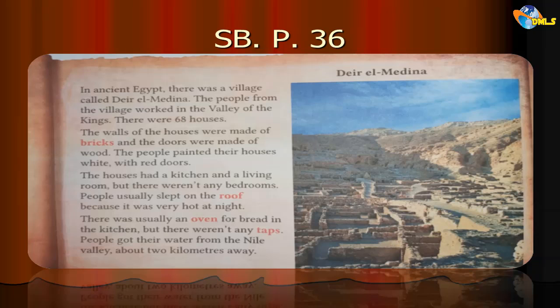The houses had a kitchen and a living room, but there weren't any bedrooms. People usually slept on the roof because it was very hot at night. There was usually an oven for bread in the kitchen, but there weren't any taps. People got their water from the Nile Valley, about 2 kilometers away.